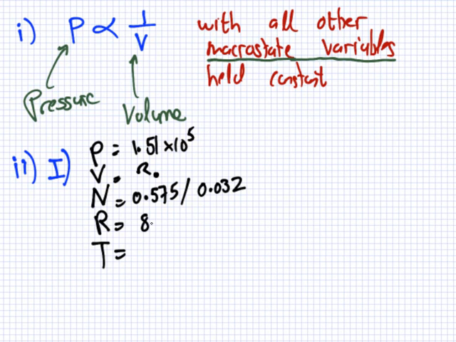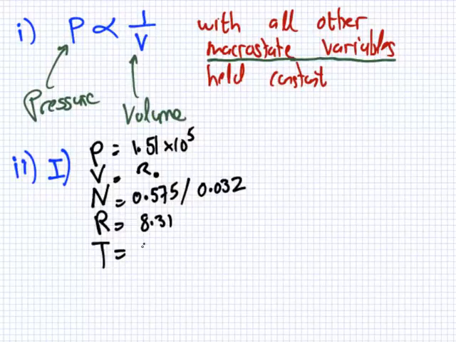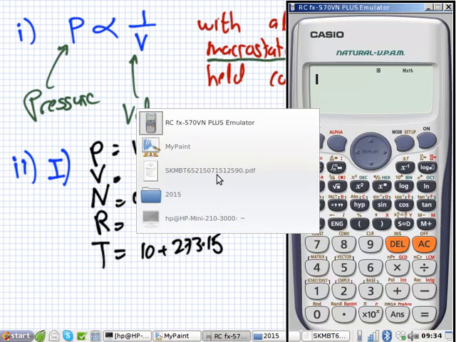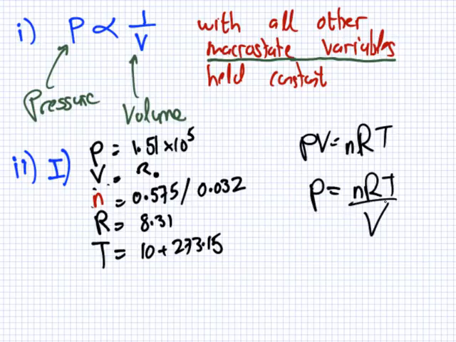R is 8.31 and the temperature is 10 plus 273.15, I think. So it's just a matter of getting out the calculator. Oh, well, I should write down the formula first. PV equals nRT, small n. So P equals nRT over V.